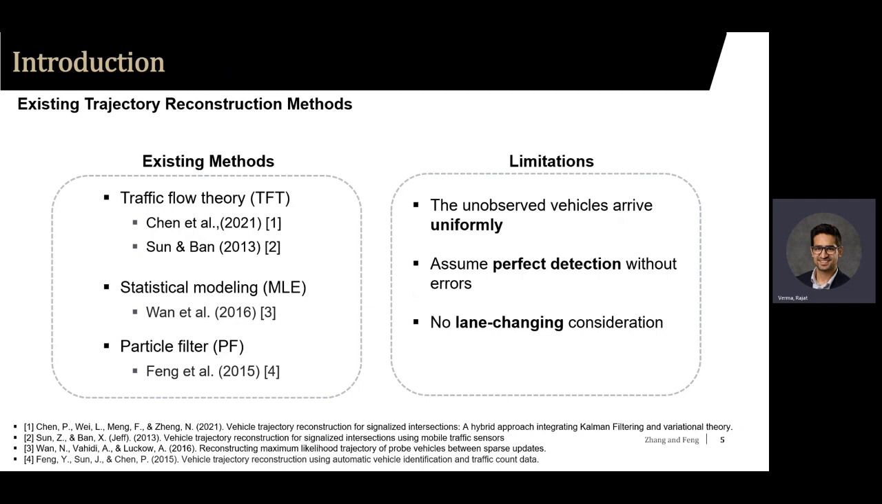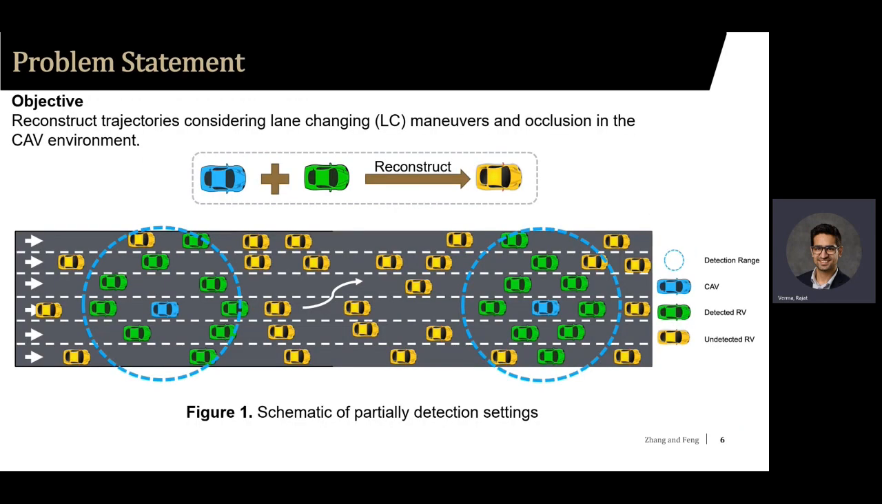It influences not only the microscopic level, but also the macroscopic traffic systems. So we need to consider the lane change behaviors. Let me introduce our objective. We need to reconstruct the trajectories considering the lane changing behaviors and the occlusion in the freeway environment.